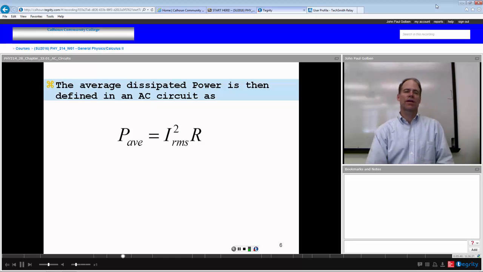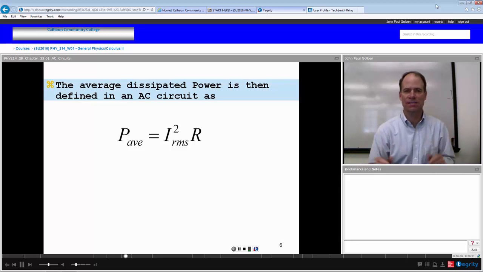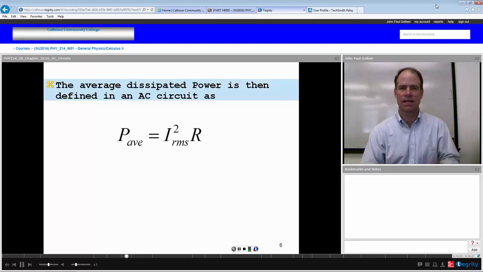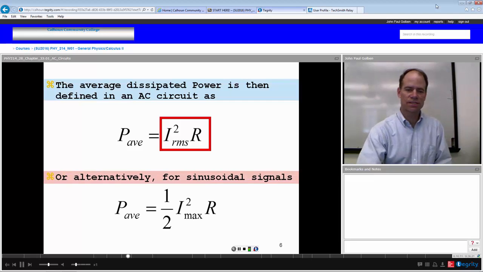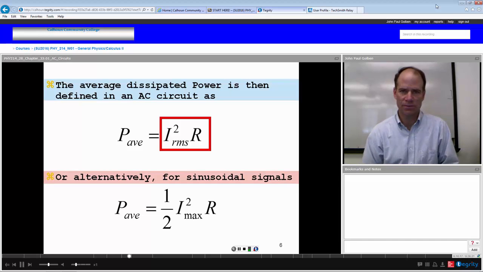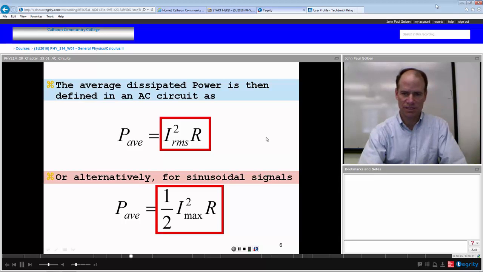With this, we can now deal with power. The average power dissipated is equal to the root mean square current squared times the resistance in the circuit. And this will always be our power dissipated in an AC circuit because the resistance is the item in the circuit that is actually dissipating energy. Alternatively, we could say for sinusoidal signals, since the root mean square current is the maximum current divided by the square root of 2, the average power would be 1/2 the maximum current squared times the resistance.